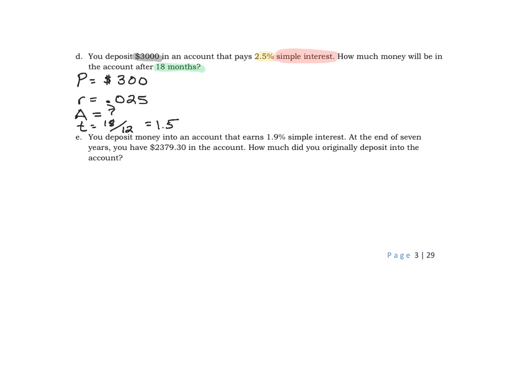Since I want my final value, I have a choice, remember, of what formulas I can use. I can use this one for my final value for simple interest, or I could use this one. Well, one's just as good as the other, okay? So why don't we just go ahead and use this one right here. So we have, that should be 3,000 there.